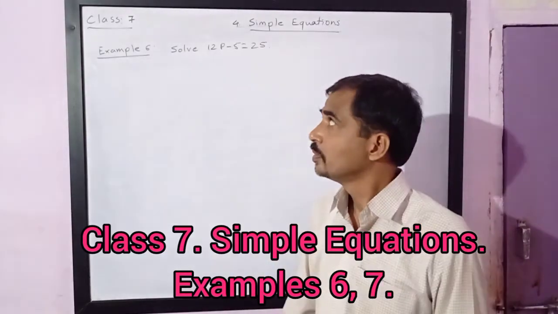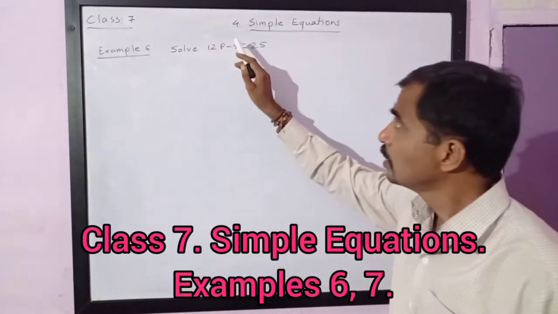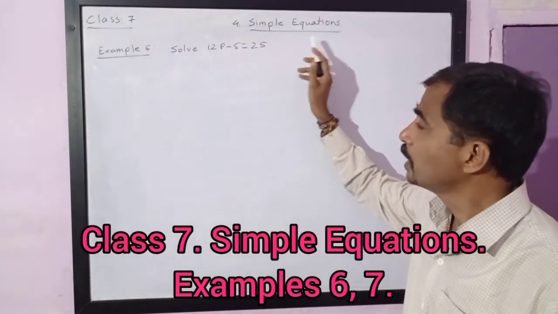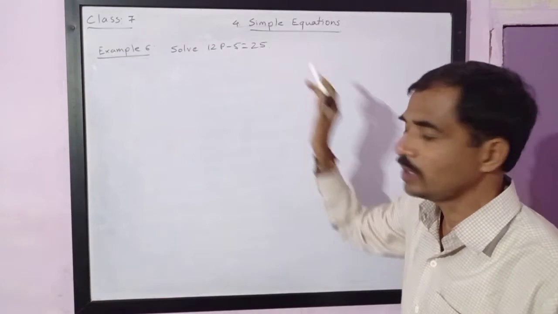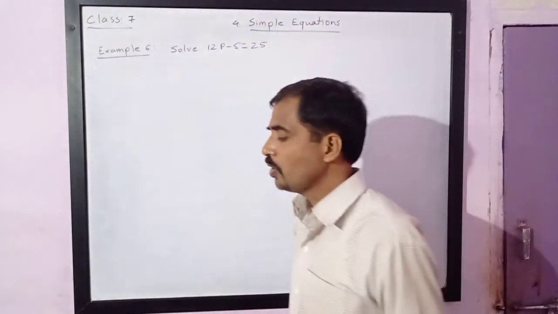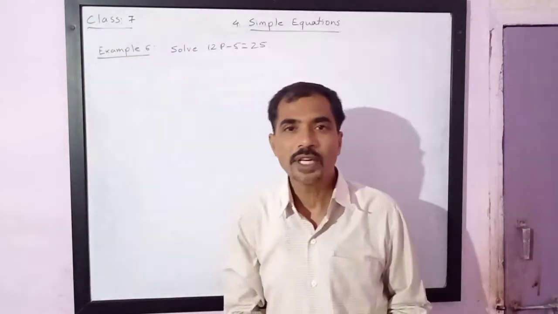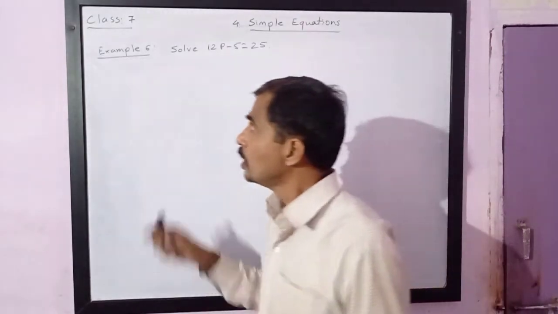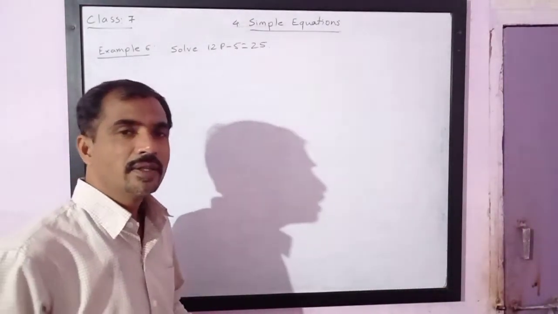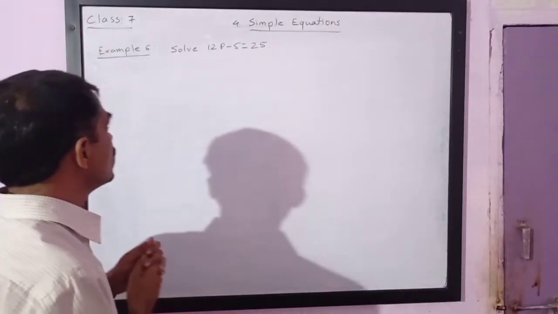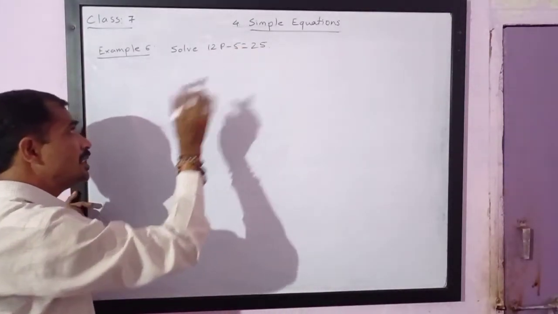Dear friends, in class 7, in chapter number 4, simple equation, we have sixth example. Solve 12p minus 5 is equal to 25. We are going to solve this problem in a different way. We know that if we change the number, then also we can solve the problem. Now, we can solve this example by changing the number.